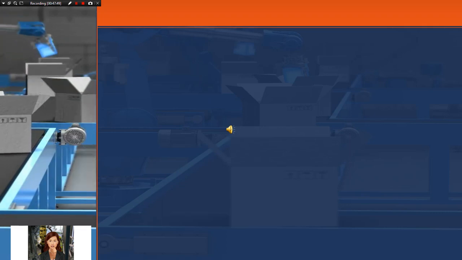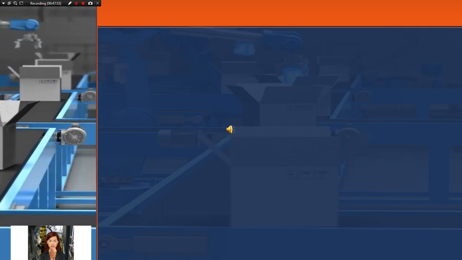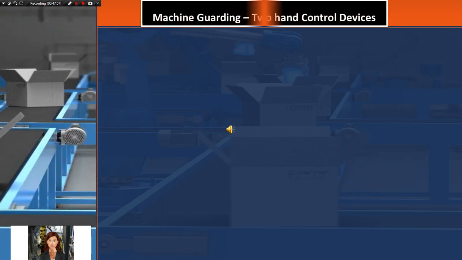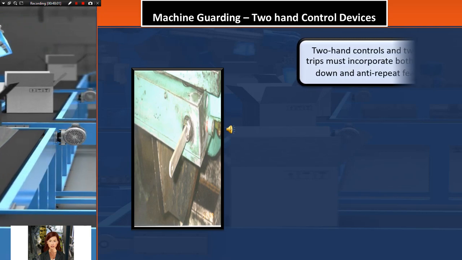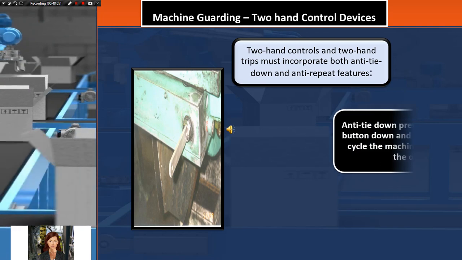Machine guarding, two-hand control devices. Two-hand controls and two-hand trips must incorporate both anti-tie down and anti-repeat features. Anti-tie down prevents tying one button down and still being able to cycle the machine by depressing the other. Anti-repeat prevents continuous cycling.